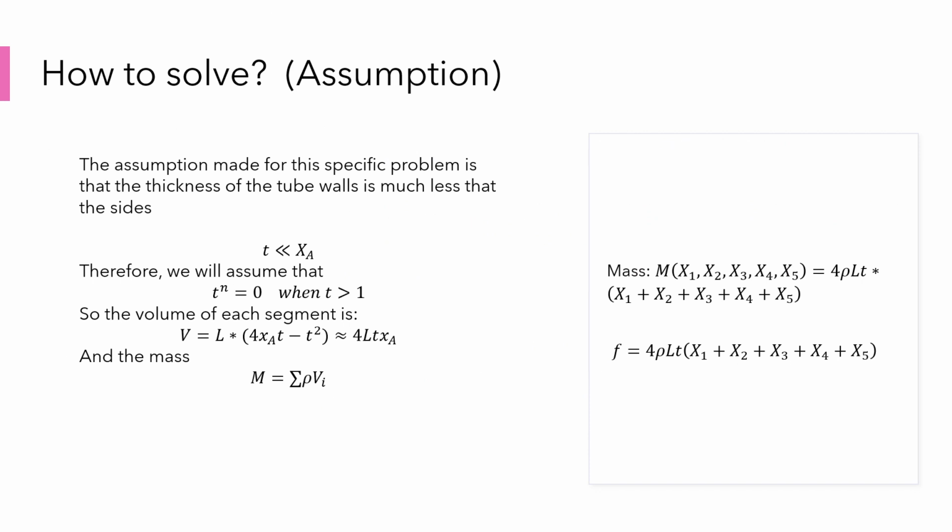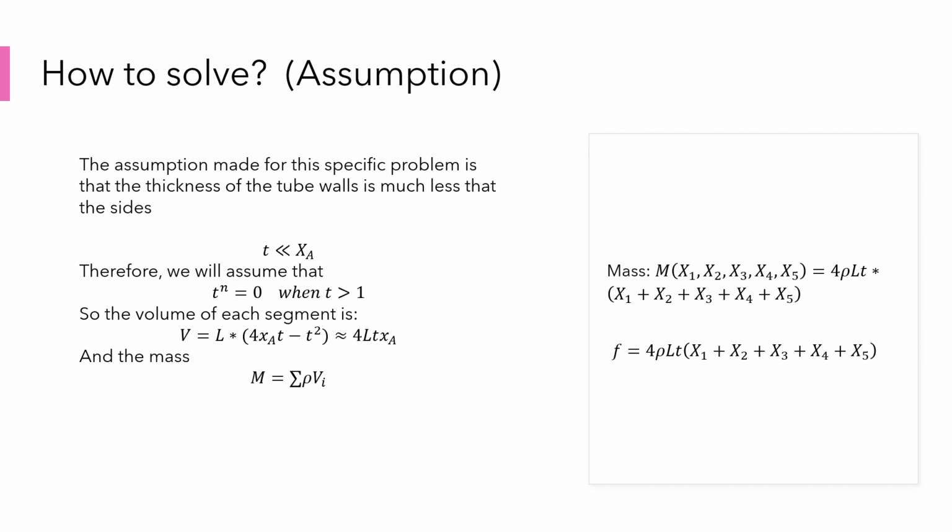So how to solve it? First, we have to use the assumption that is given to us. As I told you before, the thickness of the tube walls is much less than the sides. So we can assume that the thickness t to the power n, where n is bigger than 1, is equal to 0. I'm sorry that I have a typo here, it's not t bigger than 1, it's n bigger than 1, that we will consider t to the power n equal to 0.